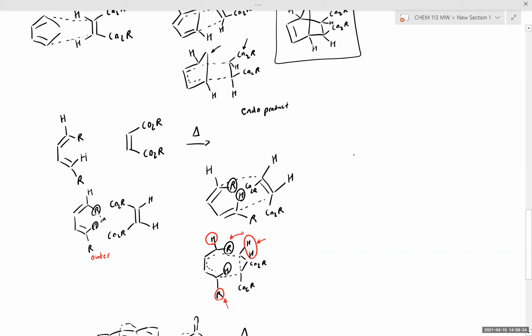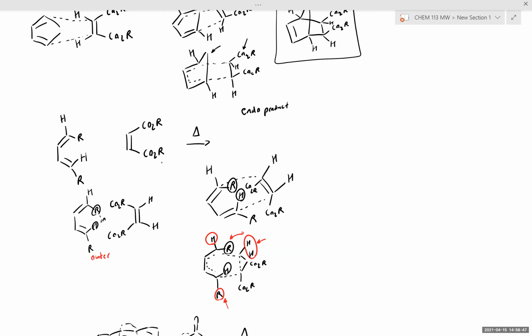So I'm just going to clear out. And let's try to predict the product when we have the following diene and the following dienophile. I'd like us to predict the major product from this Diels Alder reaction. So let's work on this example for a few minutes.